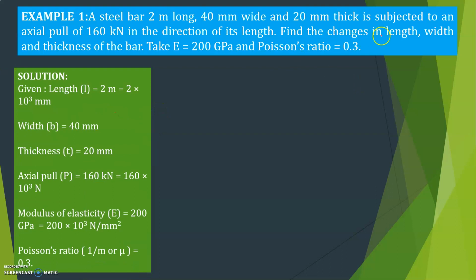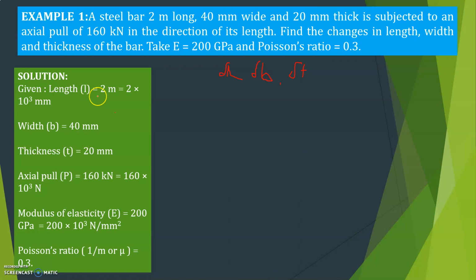You have to find the change in the length, that is delta L, and then the change in the width, that is the change in the breadth, delta B, and the change in the thickness, that is delta T. These things you have to calculate, right?